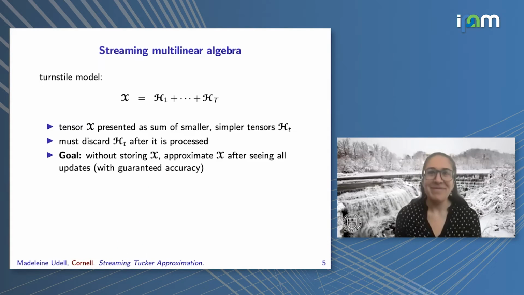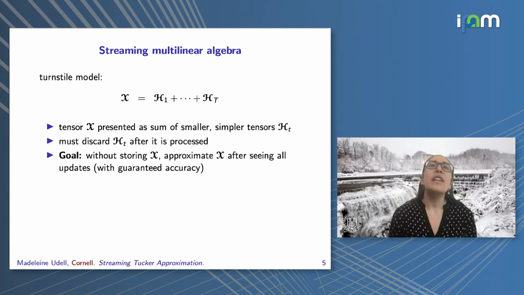Okay, so here's the computational model that I'm going to be working with. It's called the turnstile model, where the entire tensor that I'm seeing is a sum of, sometimes we call them innovations. They're smaller, simpler tensors that are called H1 through HT. So at every time I'm presented with a new simple tensor HT. So you might imagine that it's a slice of a tensor. It could be otherwise structured. Maybe it's a low rank, maybe rank 1 tensor.